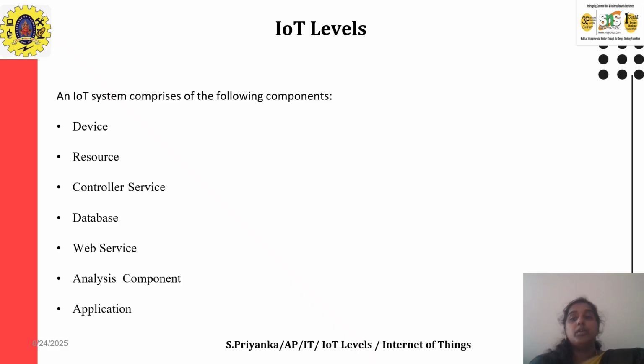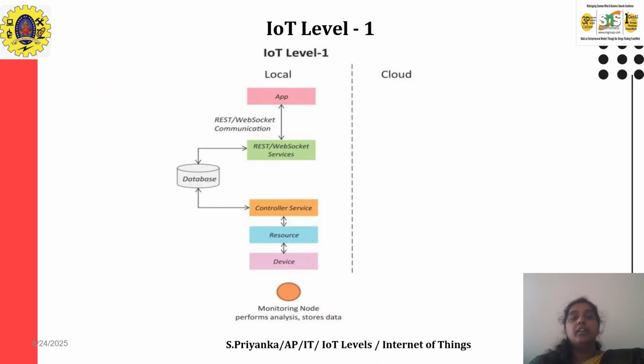Now let us see what the IoT levels are. This is level 1, in which the system has a single node or device that performs sensing or actuation and stores data. Level 1 is mainly suitable for modeling low-cost, low-complexity solutions where the data involved is not big and analysis is not required. Here the examples are home automation, such as controlling an AC or a light.